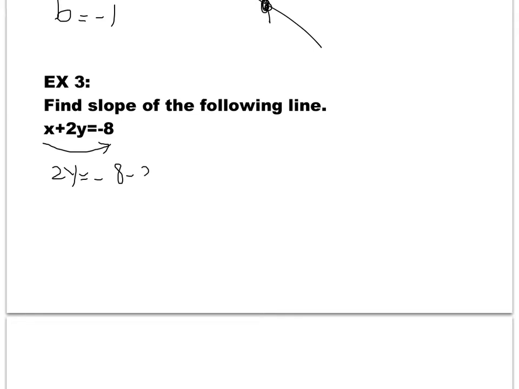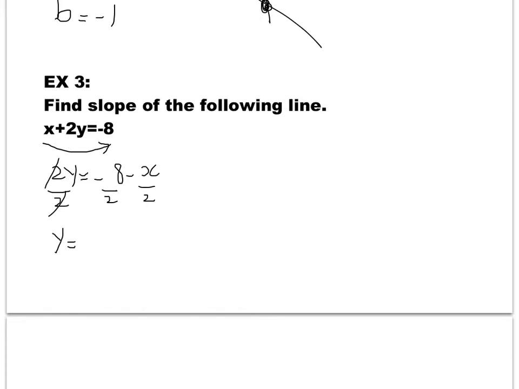-x. Excellent. Now, am I done? No. So what do I have to do? I have to divide by 2. So I'm going to divide every term by 2. Now, what is 2/2? It's 1. So it crosses out, and I get y is equal to.